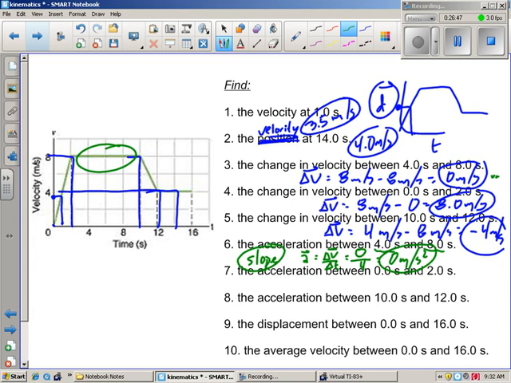Okay? The acceleration between 0 and 2. Okay, we can use the slope for this, or we can use delta v over delta t. The change in velocity between 0 and 2 is 8 meters per second. We already found that up here. The change in time is 2 seconds, so that's going to be 4.0 meters per second squared. The acceleration between 10 and 12.